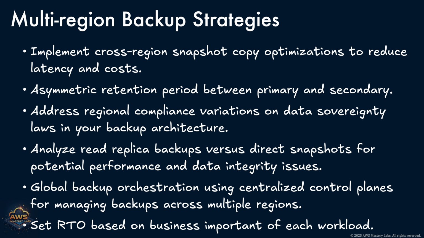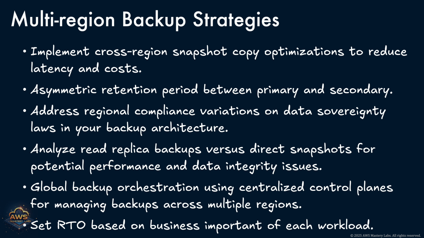In a globally distributed architecture, multi-region backup strategies aren't just an enhancement, they're a necessity. They ensure your data is protected, and designing them effectively requires a balance of performance, compliance, and cost. Let's start with cross-region snapshot copy optimizations. Copying snapshots between AWS regions can introduce latency and cost. Use techniques like snapshot compression, deduplication-aware workflows, and scheduling during low-demand periods to minimize both transfer time and egress fees.